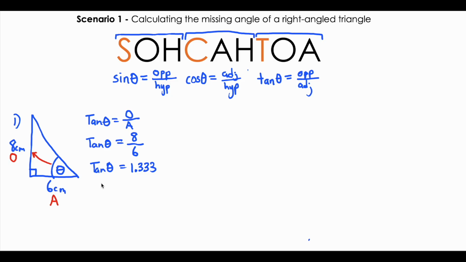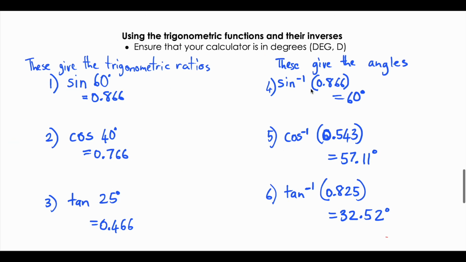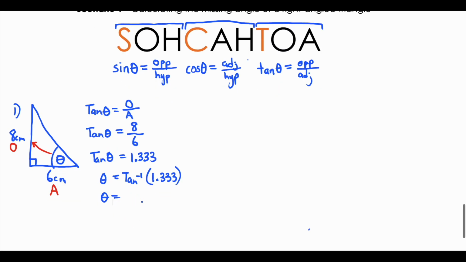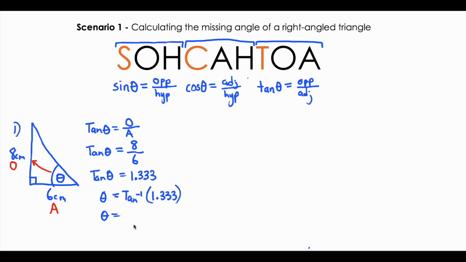Now, what am I trying to calculate here? The angle. Based on what we looked at last time, when we are calculating the angle, we use the inverse. So these give us the angles. When we are trying to find the angle, we use the inverse and then the ratio that we got. The ratio we got was 1.33, so I have to use tan inverse. So tan inverse 1.333 is going to give me the angle. So what is the angle, based off of this?